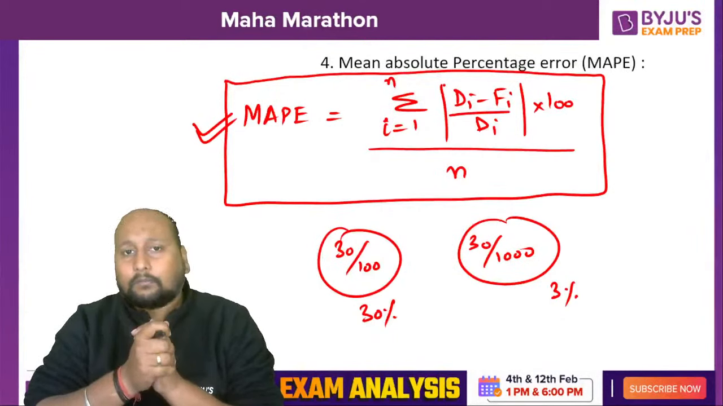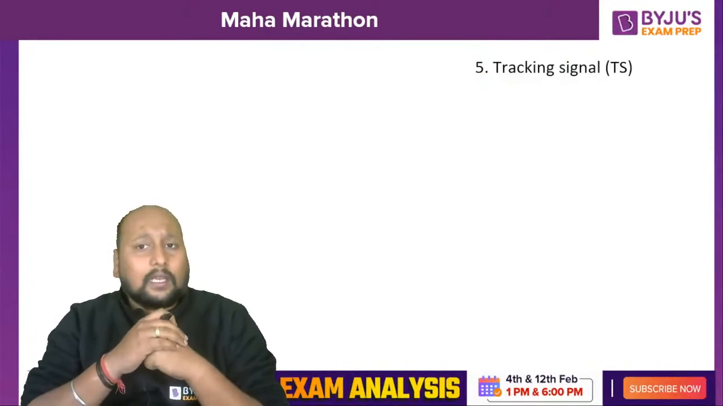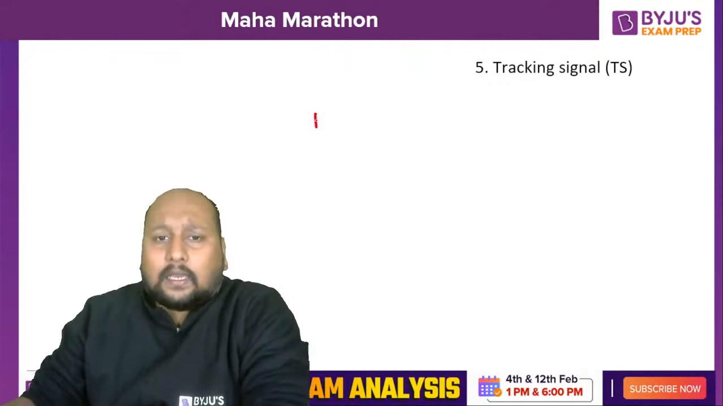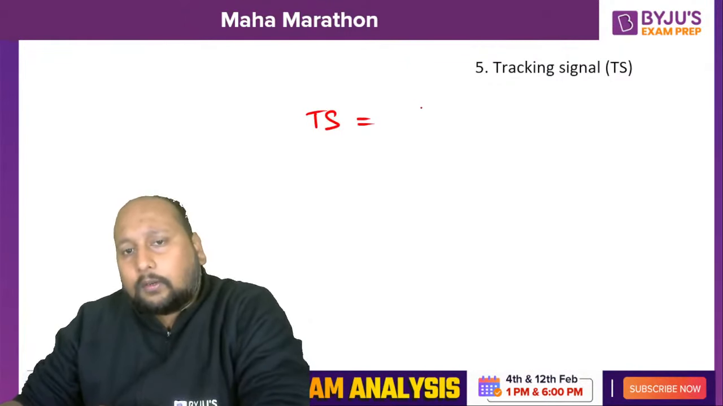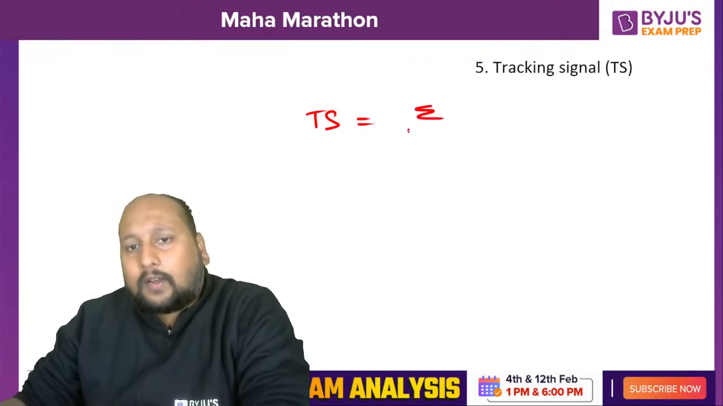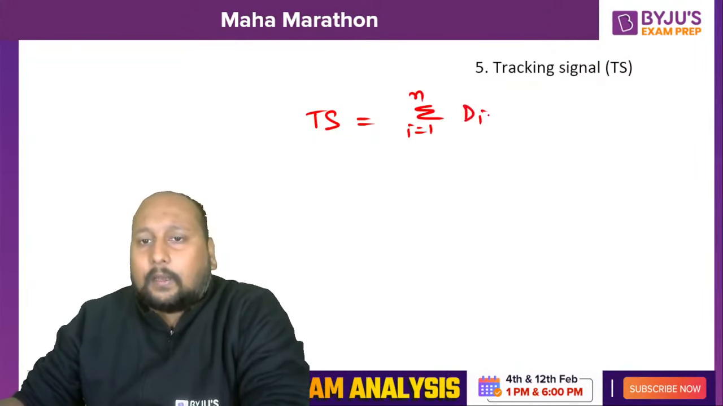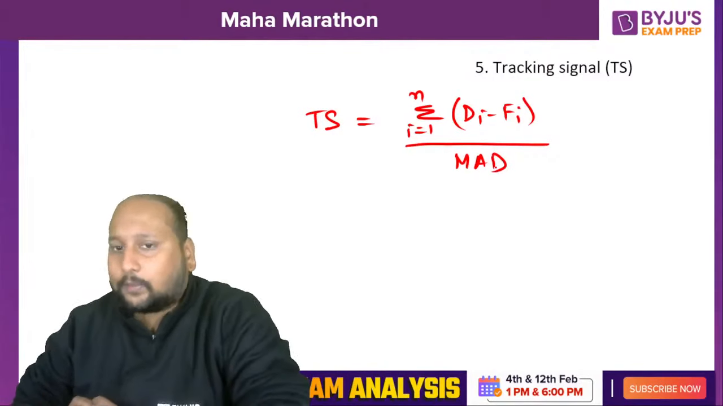Fine. After this, we come to the last one, the tracking signal. What is this tracking signal? Tracking signal is the ratio of the summation from i equal to 1 to n of di minus fi, divided by the mean absolute deviation.